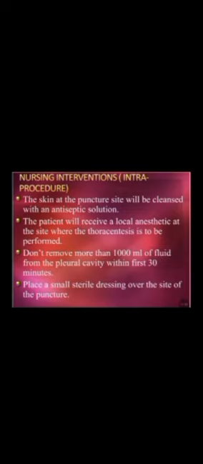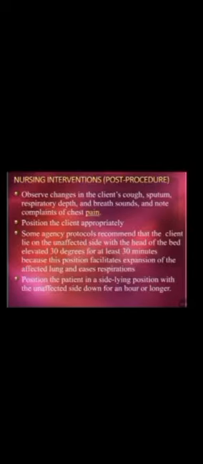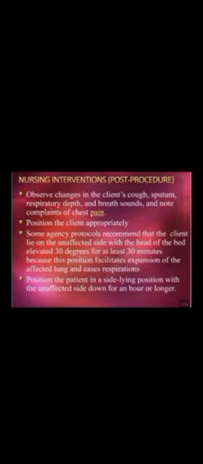The patient will receive a local anesthetic at the site where the thoracentesis is to be performed. Do not remove more than 1000 ml of fluid from the pleural cavity within the first 30 minutes. Place a small sterile dressing over the site of the puncture. Observe the changes in the client's cough, sputum, respiratory depth and breath sounds, and note complaints of chest pain.